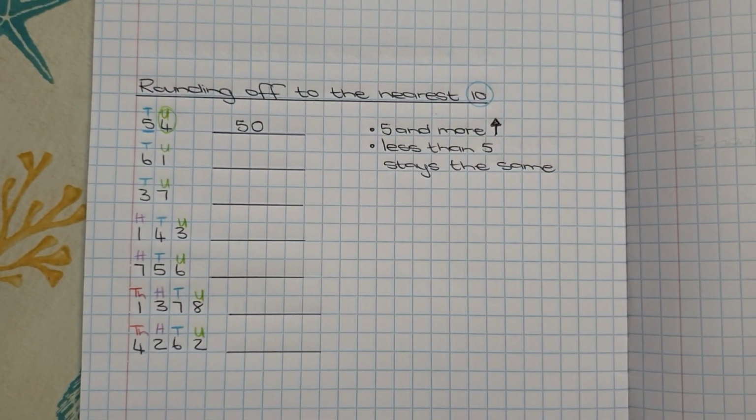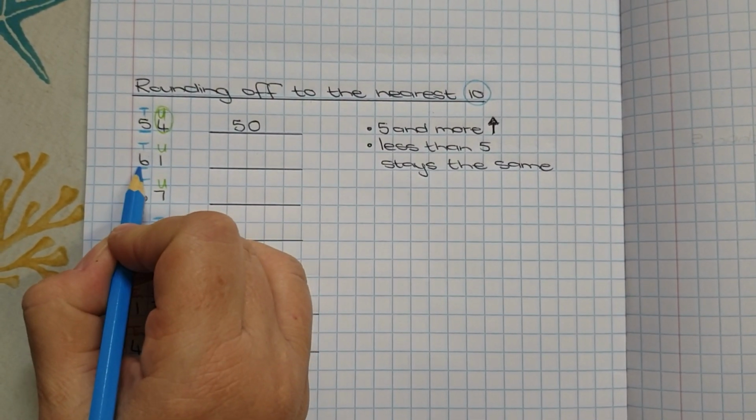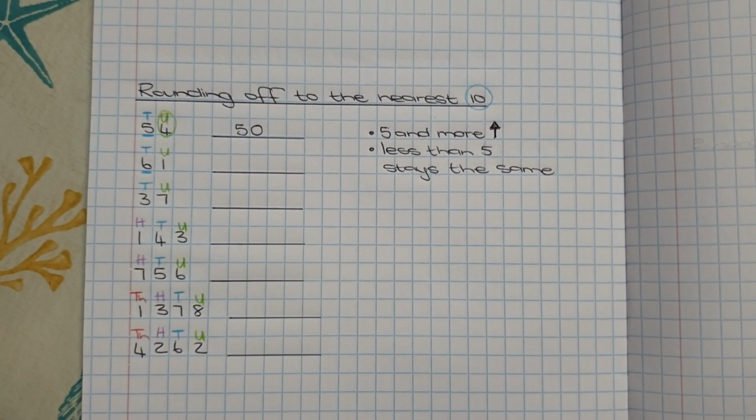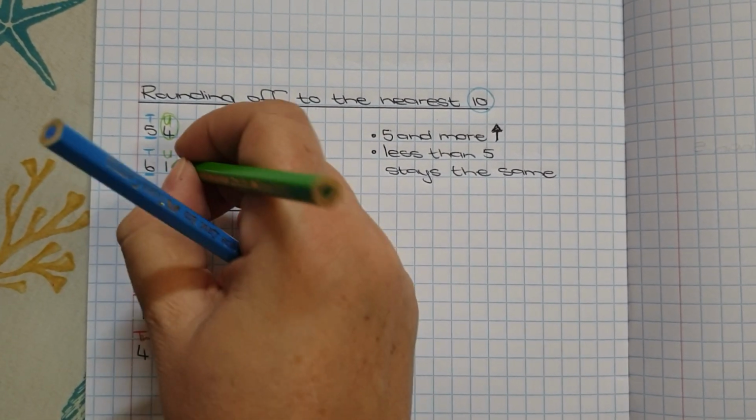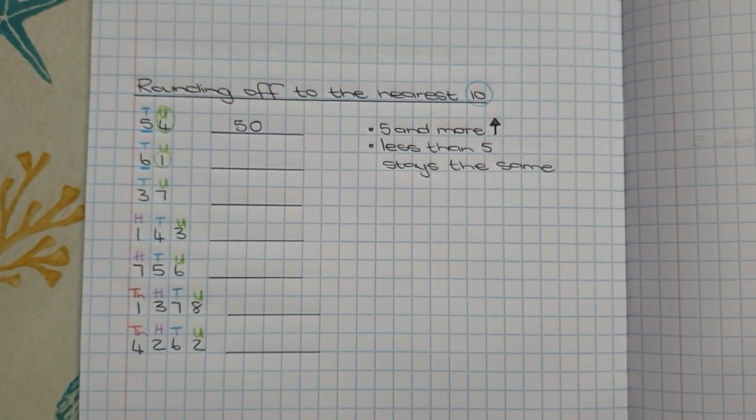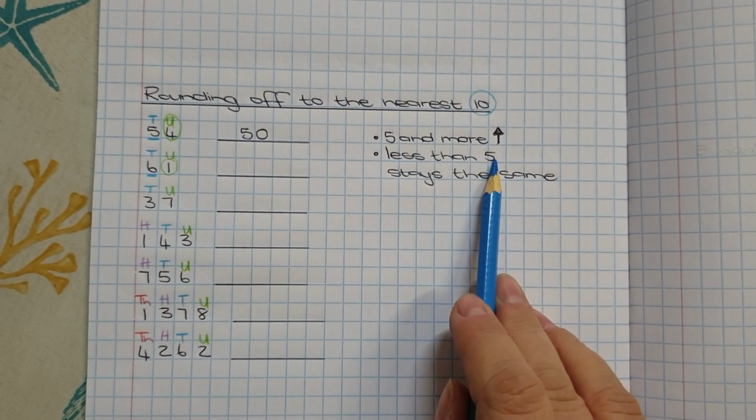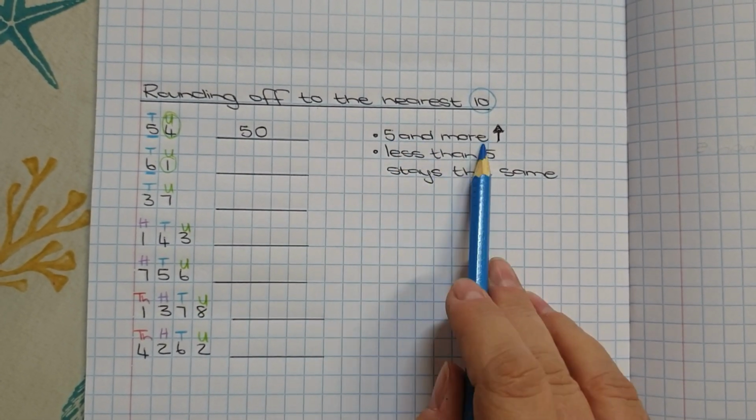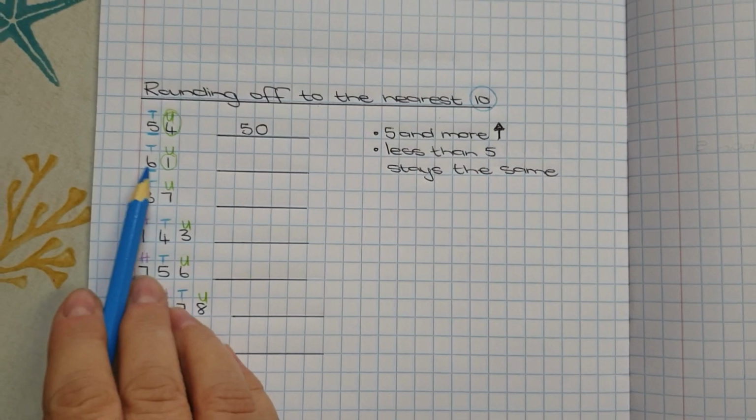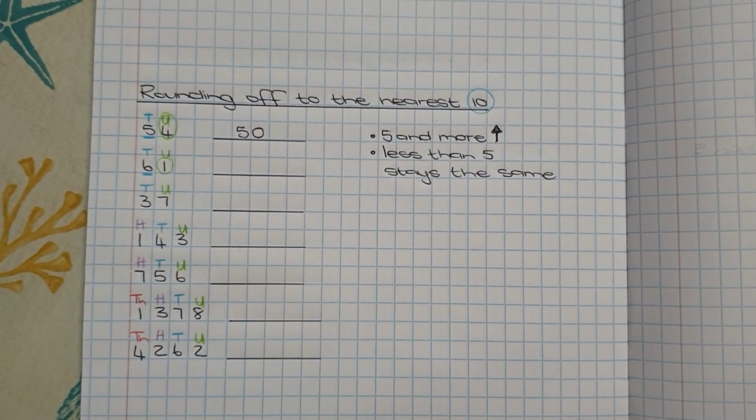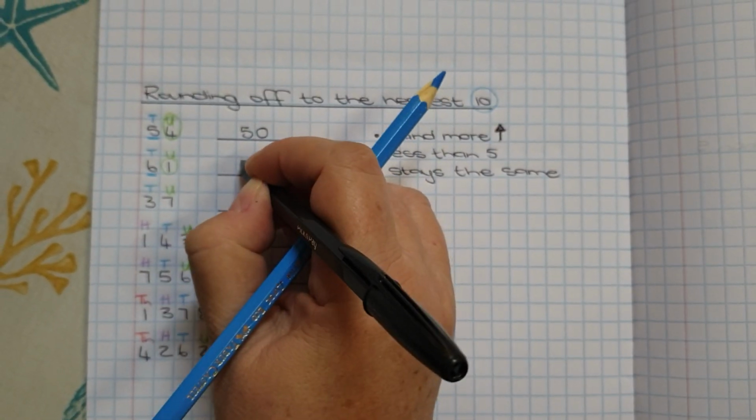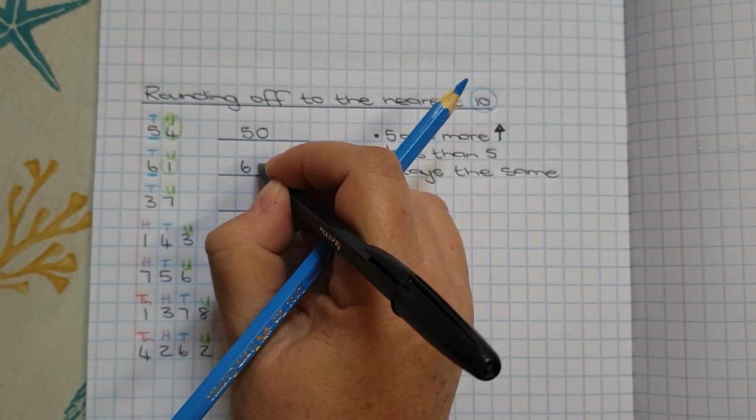Now we look at the next one. We want to know, is that one going to change or stay the same? His friend is less than 5. If it's less than 5, it stays the same. If it's more than 5, then it goes up. So this one is less than 5, so it stays at 6, and the friend becomes a 0.